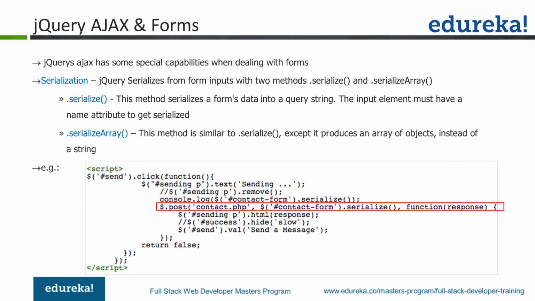Moving on. So serialize and serializeArray. What serialize does is it serializes a form's data into a query string, and the input element must have a name attribute to get serialized. So if the input does not have the name attribute, then it can't get serialized. But if it does, then this is a way to serialize it. This is especially useful if you're submitting a post request to a server where you want the key value pairs, or you want to tell the server that, hey, this data is this particular value, right?